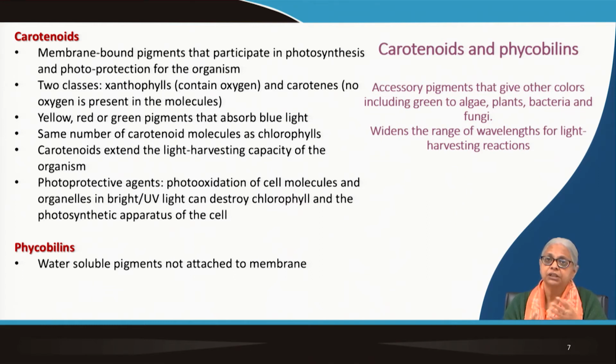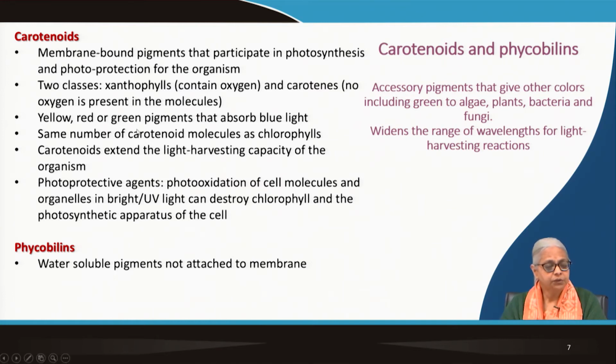The first function is they increase the absorption spectrum of that organism. So instead of just absorbing in two major bands, they extend it. So if it's a red colored pigment, then again it will reflect red light and absorb green, blue and yellow. So these are accessory pigments that enhance the ability of the organism to harvest light throughout the visible spectrum.